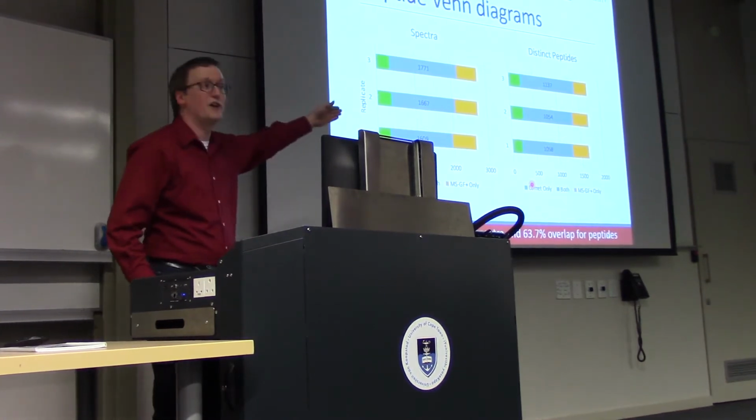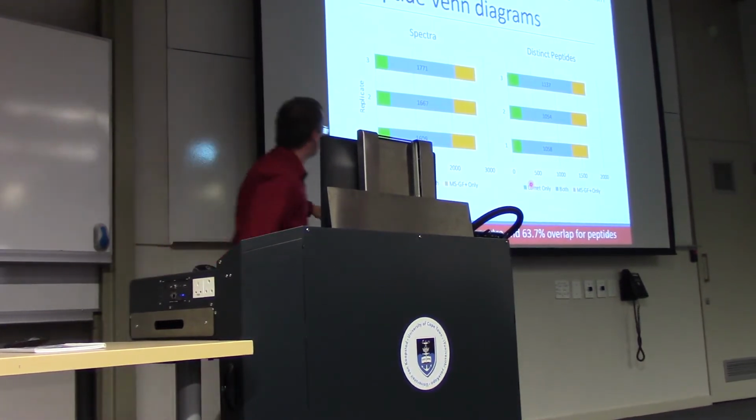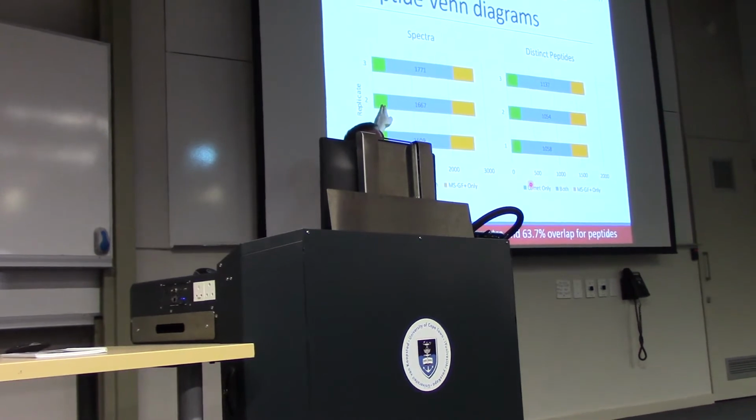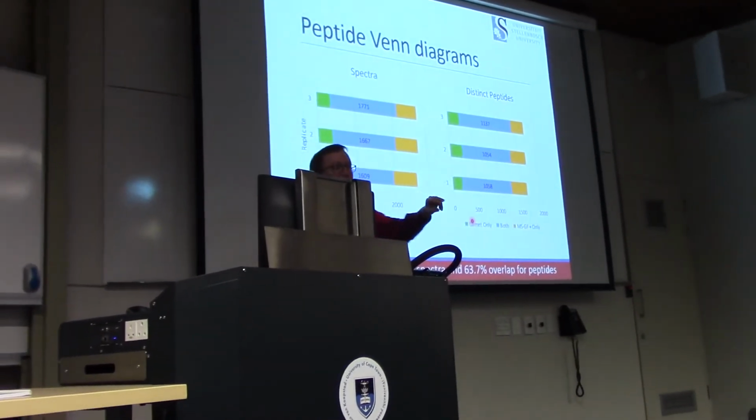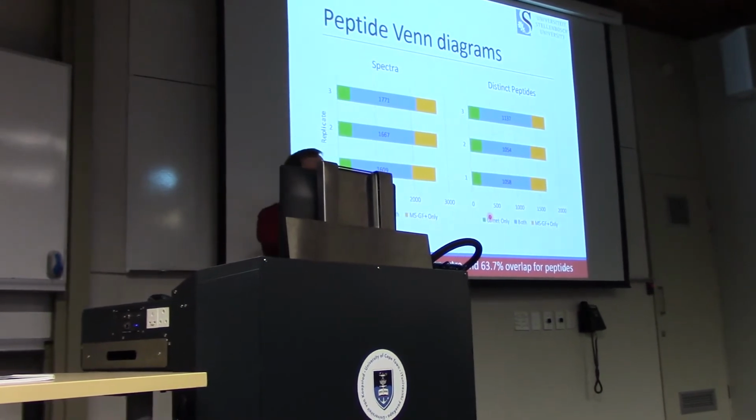So here I'm splitting it out for each of the three replicates, and then on the left I have those that were identified by Comet only. On the right, I have those that were MS-GF only. In the middle, I have those that were found in common to both.